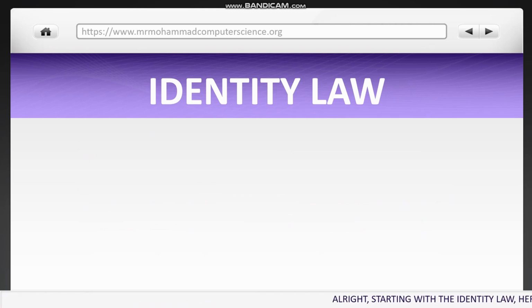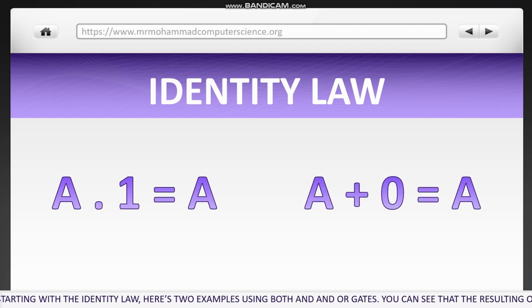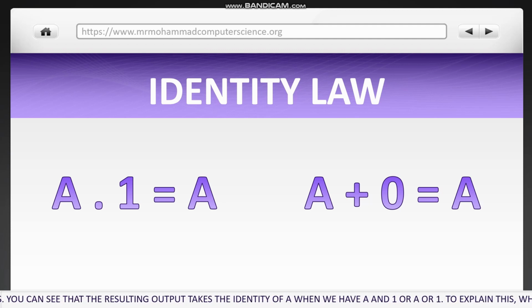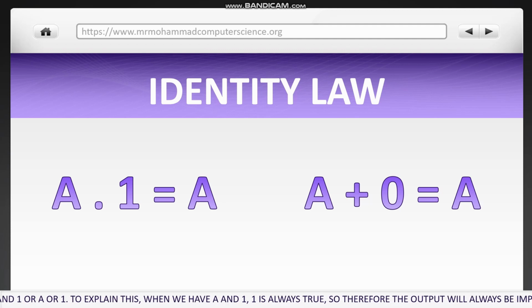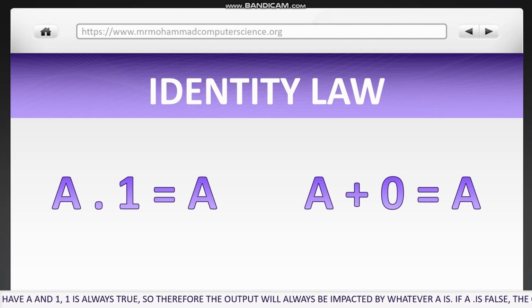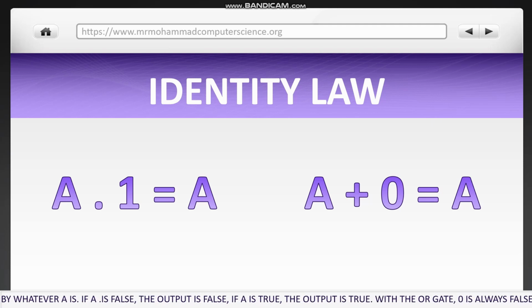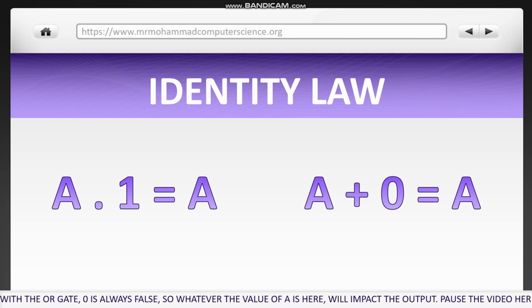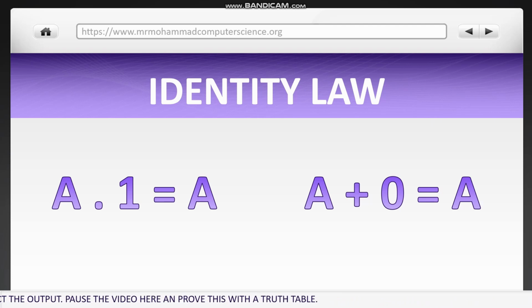Alright, starting with the identity law. Here are 2 examples using both AND and OR gates. You can see that the resulting output takes the identity of A when we have A and 1, or A or 0. To explain this, when we have A and 1, the 1 is always true. So therefore the output will always be impacted by whatever A is. If A is false, the output is false. If A is true, the output is true. With the OR gate, 0 is always false. So whatever the value of A is here will impact the output. Pause the video here and prove this with a truth table.